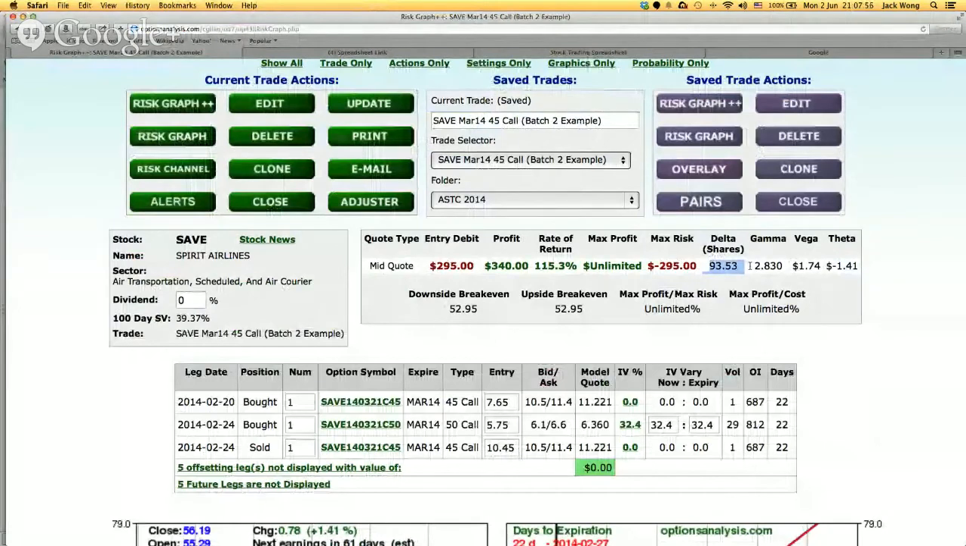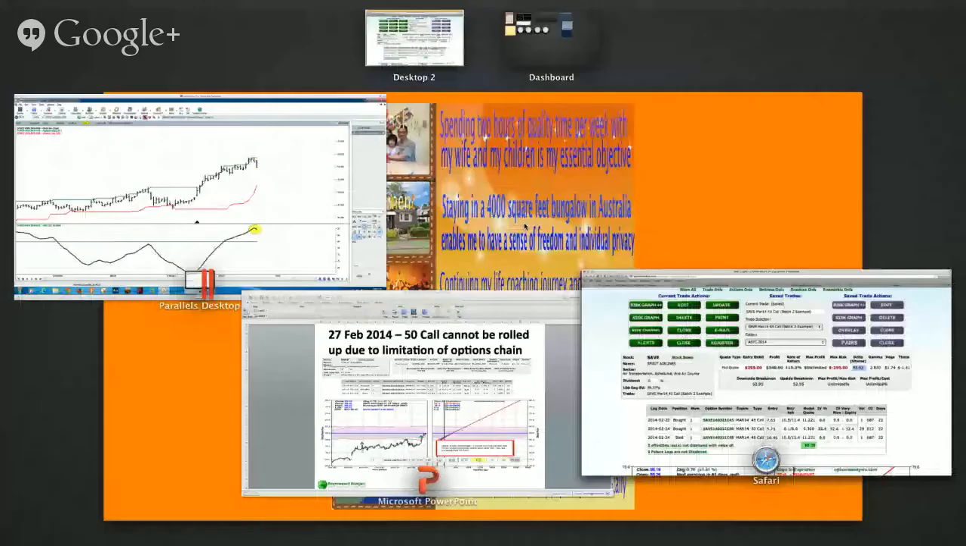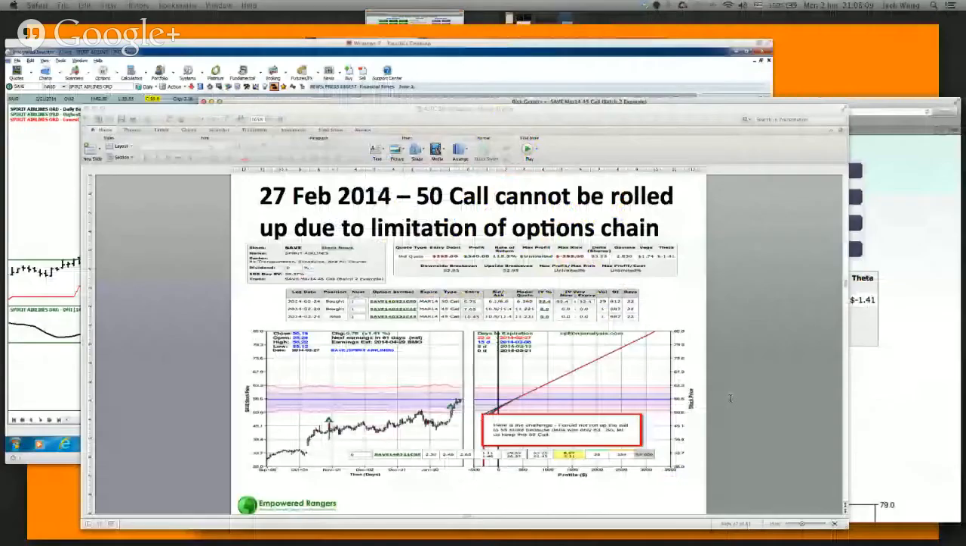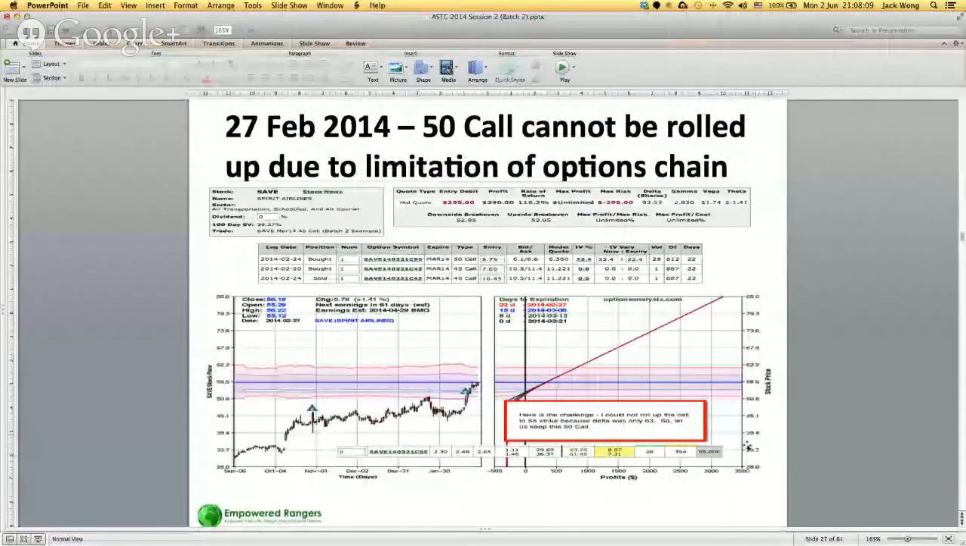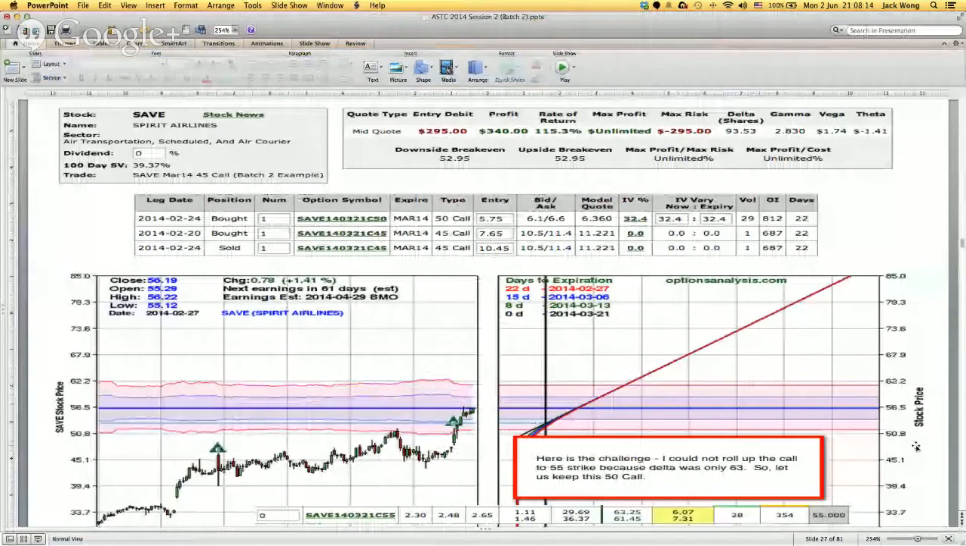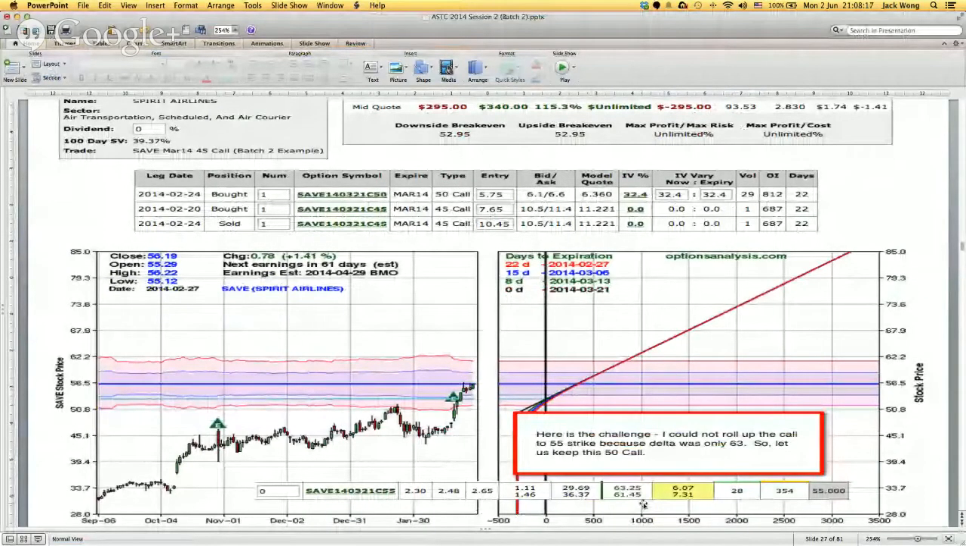That's too much. Because when you see the delta has exceeded 90, you've got to reduce it. So what I'm going to do is I'm looking for rolling up. Okay, so here is what the screenshot helps me. It's a bit small, so I'm going to blow this up, and you see the delta of a 60 call. This is a 60 call. Oh, sorry, 55 call. My bad.